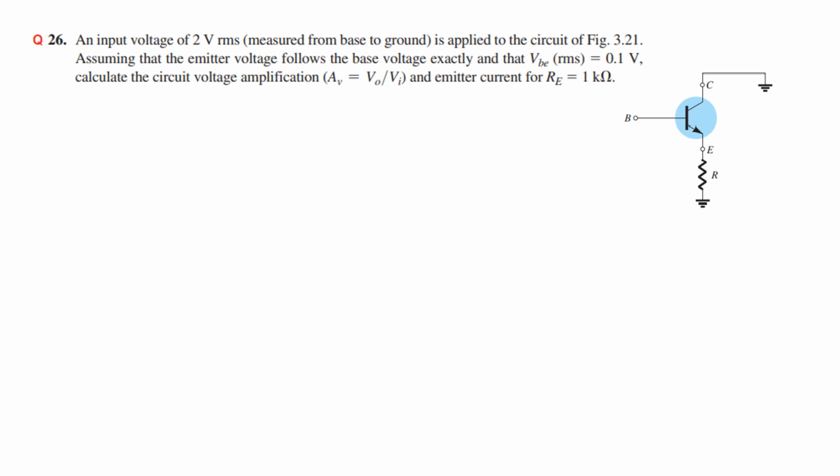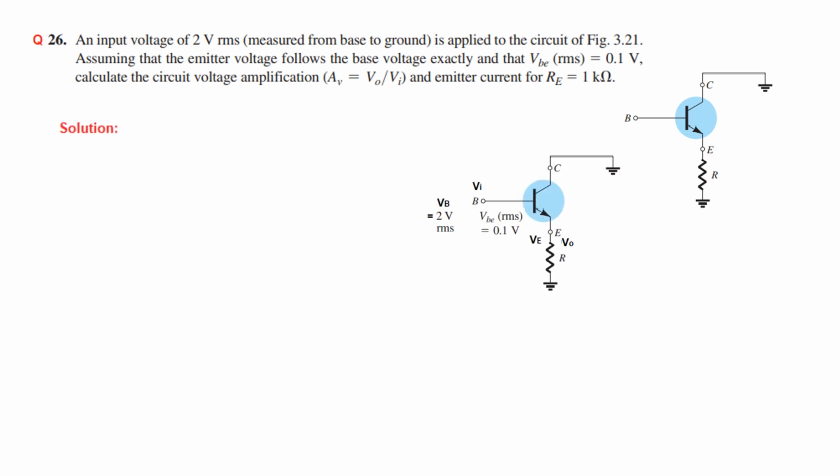Okay, let's have another question for common collector. Question number 26. An input voltage of 2 volt RMS measured from base to ground is applied to the circuit, assuming the emitter voltage follows the base voltage. That means when the base voltage goes high, the emitter voltage also goes high, and when the base voltage comes down low, the emitter voltage also goes low. So it follows the base exactly. And then VBE, the base emitter voltage, is 0.1 volt. We have to find the voltage amplification, and also the current through the resistance RE in the emitter, which is 1 kilo ohm.